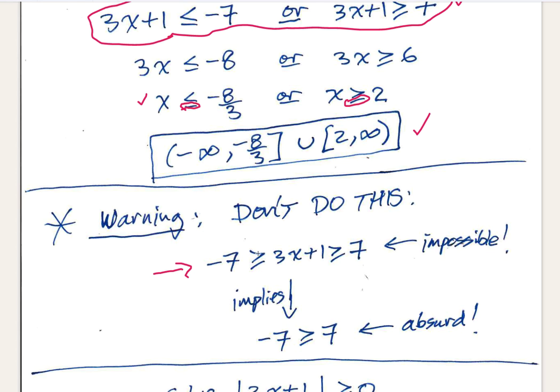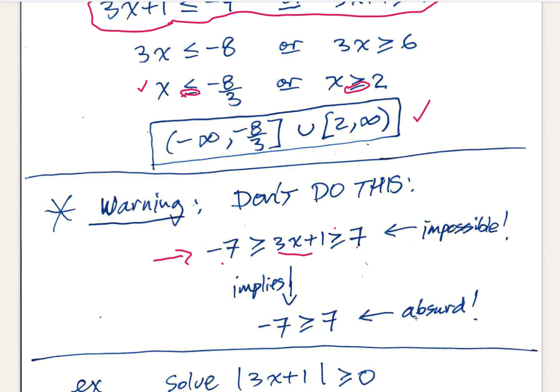Notice, negative 7 is greater than or equal to this thing, which is greater than or equal to 7. That would imply that negative 7 is greater than or equal to 7. You see, following the inequality signs? Negative 7 is greater than or equal to 7. This is absurd.